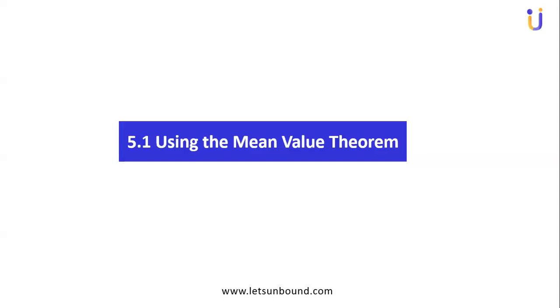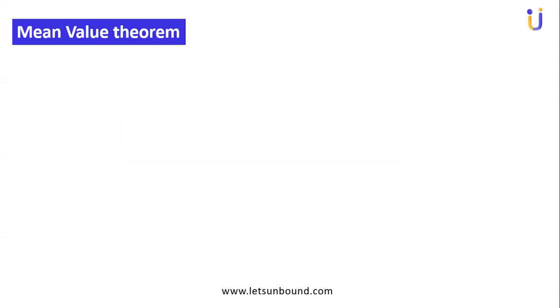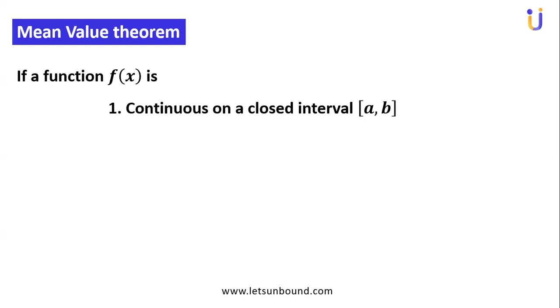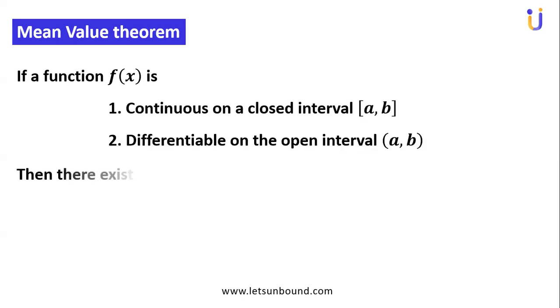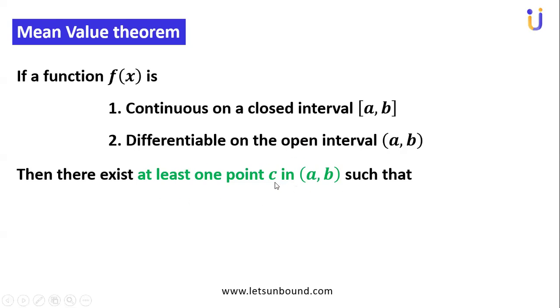So first is using the mean value theorem. So what is the mean value theorem? The statement is this. If a function f of x is continuous on a closed interval and differentiable on the open interval, then the mean value theorem says that there exists at least one point c in the open interval (a, b) such that, this is the important part, f prime of c equals f of b minus f of a over b minus a.